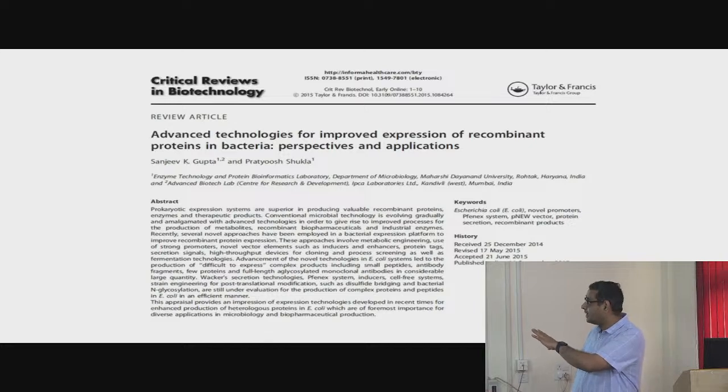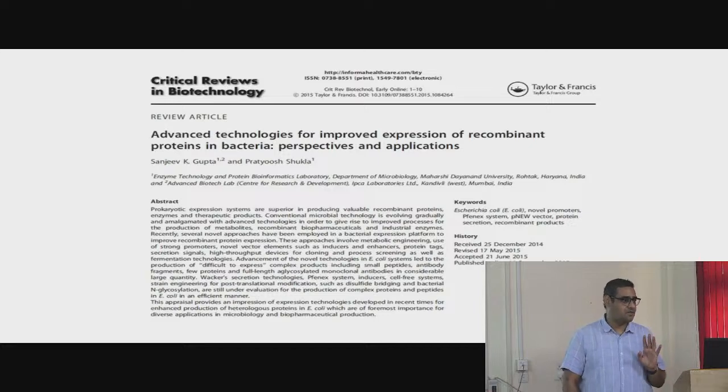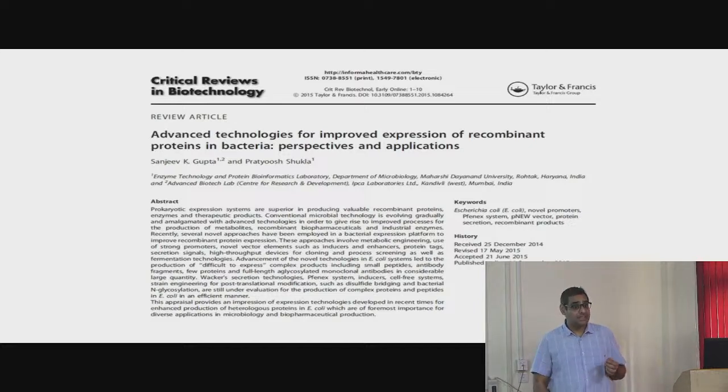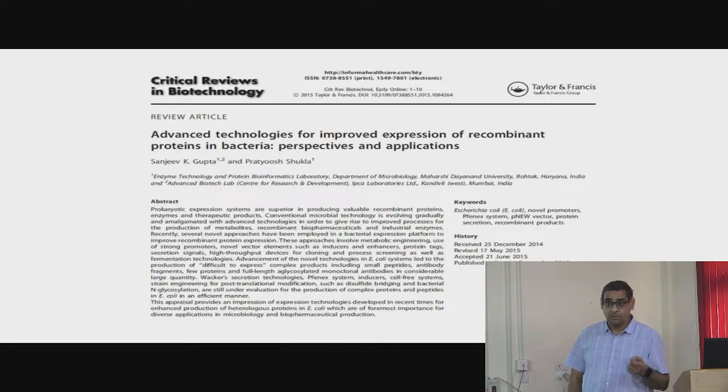Now, with these advanced technologies for improved expression of protein, if you really have good expression and high yield, then your problem is sorted out. This is the biggest challenge. Conventional technologies are evolving, but they are not able to give good production. So we say it is a novel platform, or microbial platform technology. We developed this technology in our lab in collaboration with IPCA laboratory, and it will give you very improved and highly efficient production of therapeutic proteins.